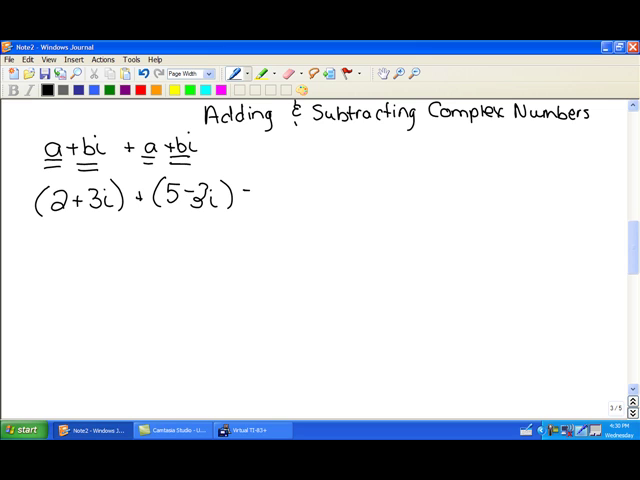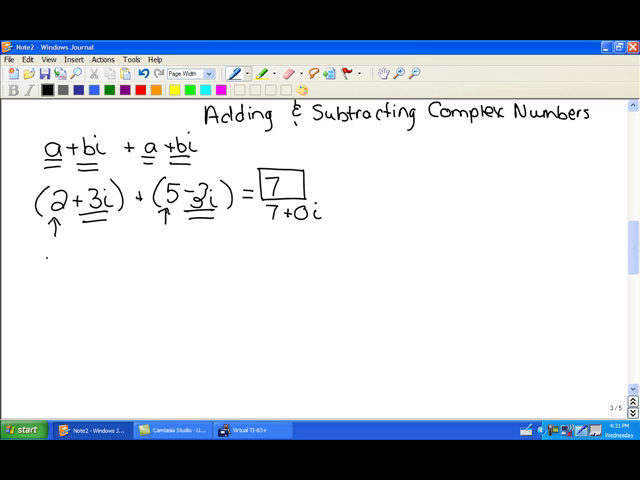To add these together, it's combining like terms. We take the 2 and the 5 to get 7. We take the positive 3i and the negative 3i, which will actually cancel out. So the answer is 7. Now in a plus bi form, that would be 7 plus 0i, where the a would come out to be 7 and the b would be 0. But we can clean that up just by saying that that's 7.